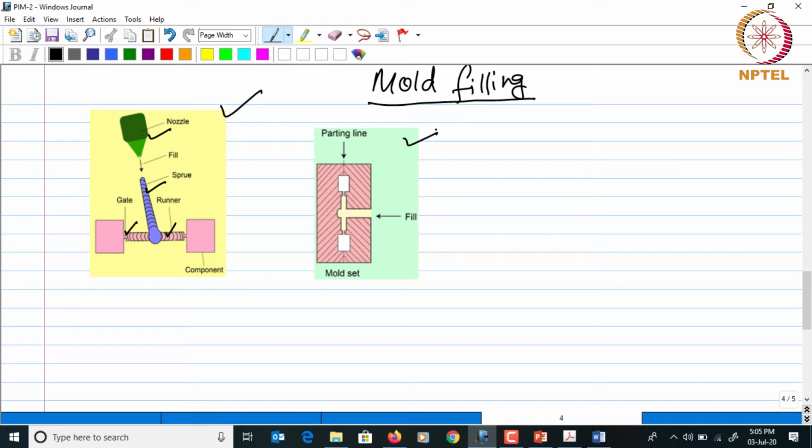And this picture shows the mold cavity. Here you can see there is a parting line, so the mold can be in two parts. Across this line these two parts are divided, and through this sprue the powder binder mixture comes into the runner here and then flows into the mold cavity through the gates. Okay, that is how the mold gets filled during the process.